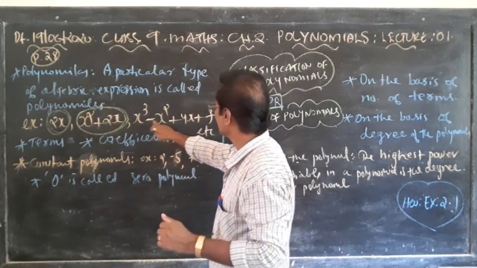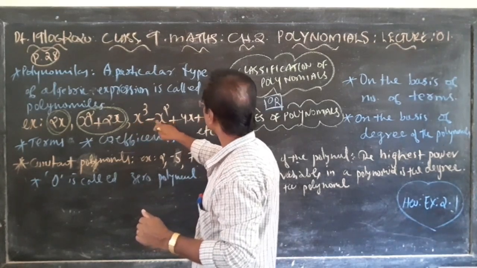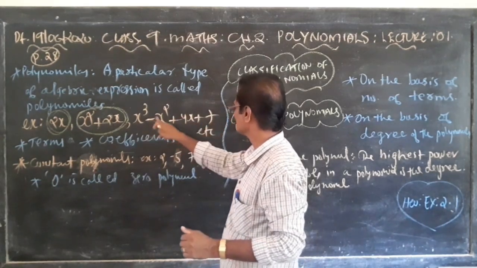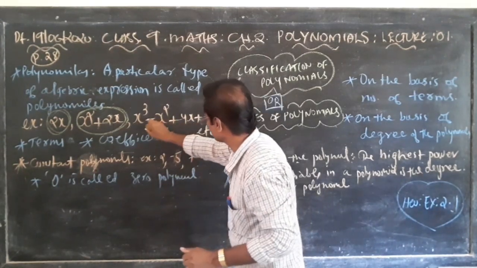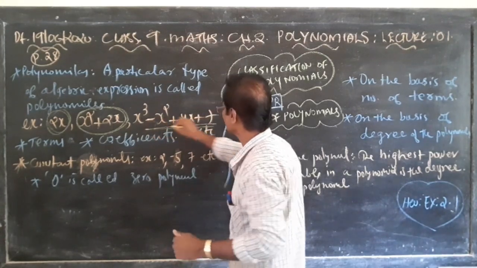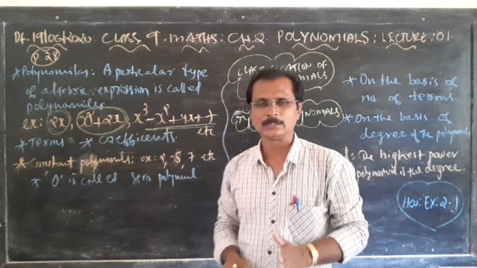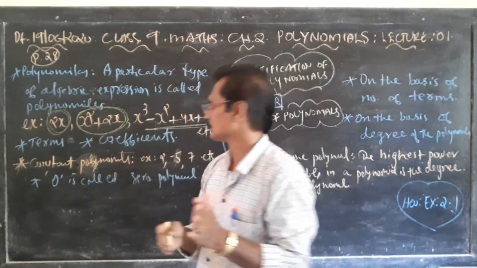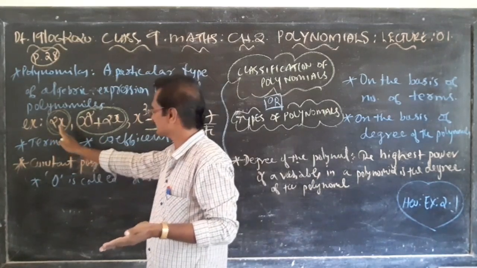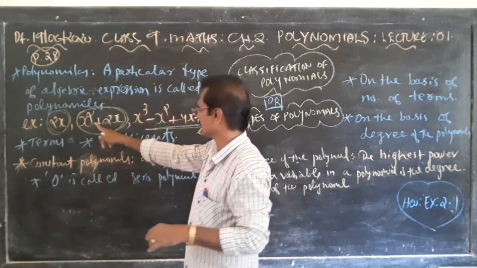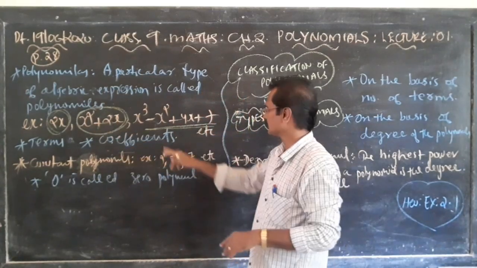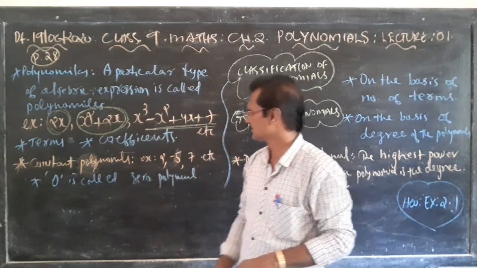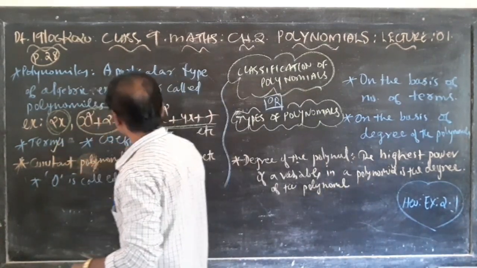Then the third one is x cube minus x squared plus 4x plus 7. So 1, 2, 3, 4 terms. In this polynomial there are 4 terms. So the number of terms varies from one polynomial to another. The first example, 2x, has only one term; the second, x squared plus 2x, has 2 terms; and the third has 4 terms. Now, terms is over.